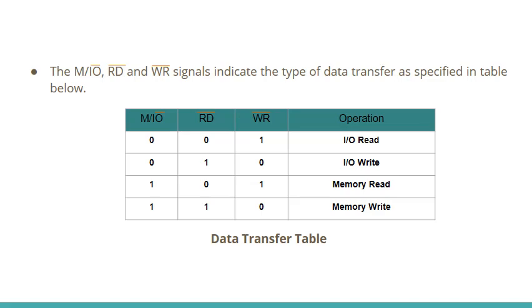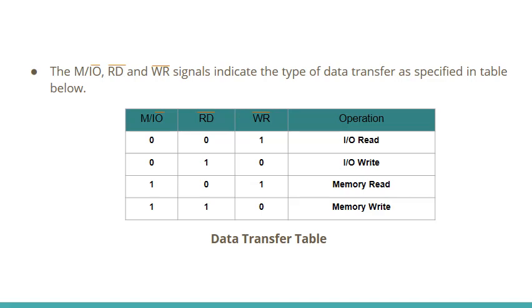The M/IO bar signal, the RD bar signal, and the WR bar signal together will indicate what type of data transfer operation is being performed. As given in the table, if the M/IO bar signal has a value of 0, the RD bar also has a value of 0, and the WR bar signal has a value of 1, then it indicates that it's an IO read operation. Because the M/IO bar signal is low, that indicates an IO operation. Here the RD bar is also low, which indicates the read is being performed, and the WR is high, which indicates that there is no write operation being performed. So together it indicates an IO read operation.